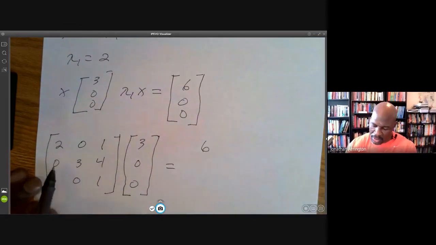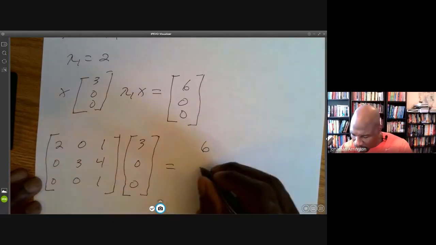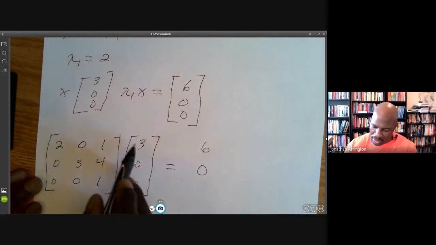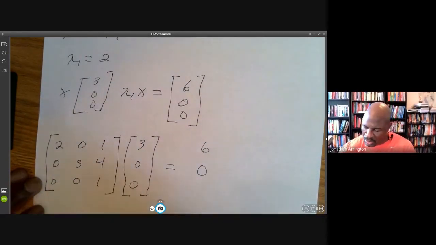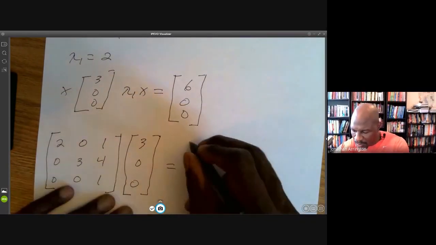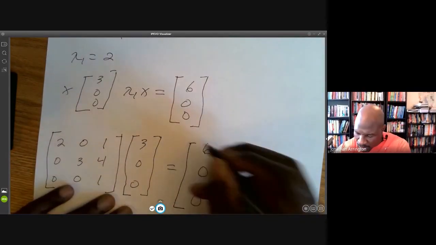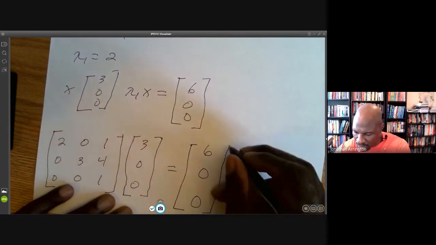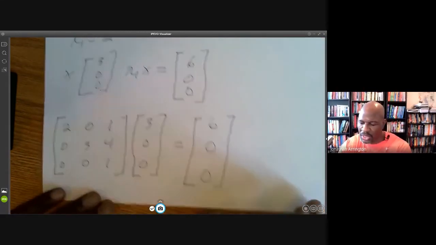So far looking good here. 0 times 3 is 0, 3 times 0 is 0, 4 times 0 is 0. Looking good. And here, 0 times 3 is 0, 0 times 0 is 0, 1 times 0 is 0. We do indeed get the vector 6, 0, 0 as projected.